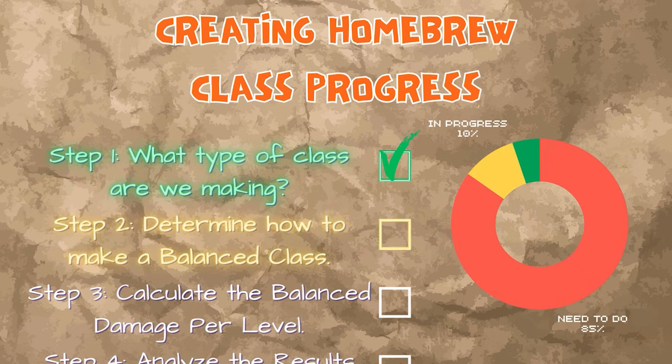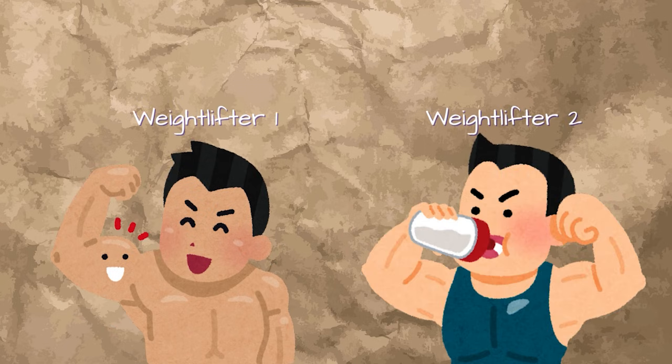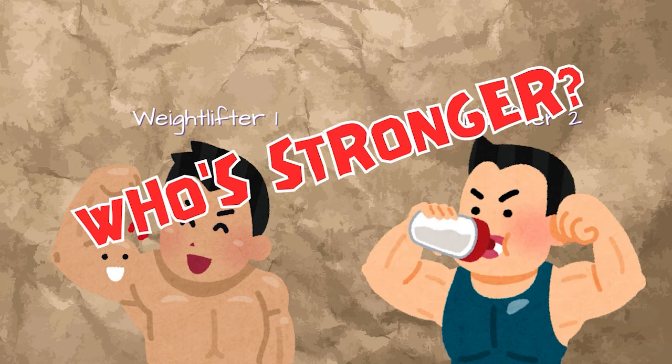Now we need to find a way to measure and calculate the balanced version of a martial class. And immediately, we hit our first roadblock when trying to compare the different martial classes. You see, when trying to compare two separate things, you need to control as many variables as possible to ensure that the comparison is the most accurate it can be. I'll give an example. Let's say we have two people really into weightlifting and they want to figure out who's stronger between the two of them.